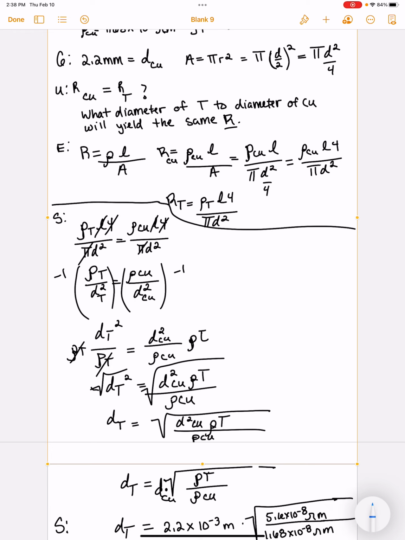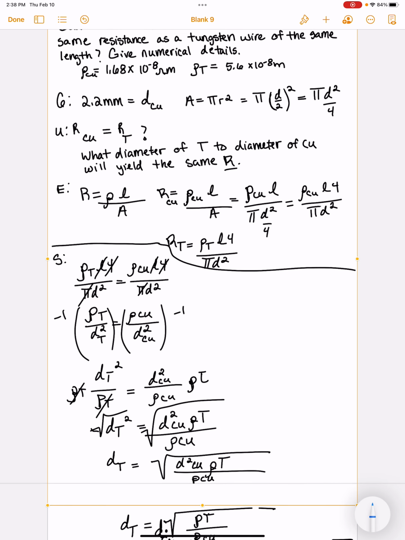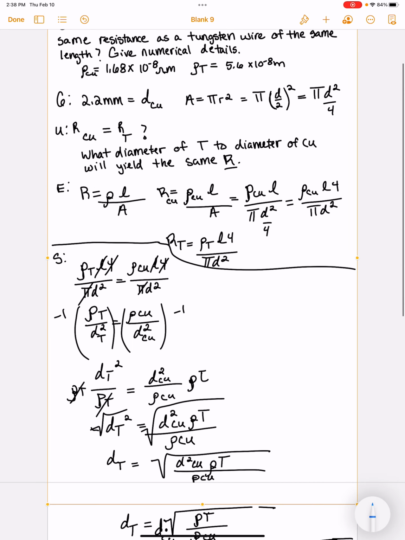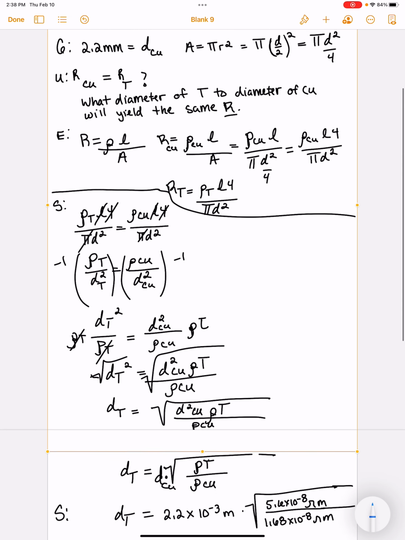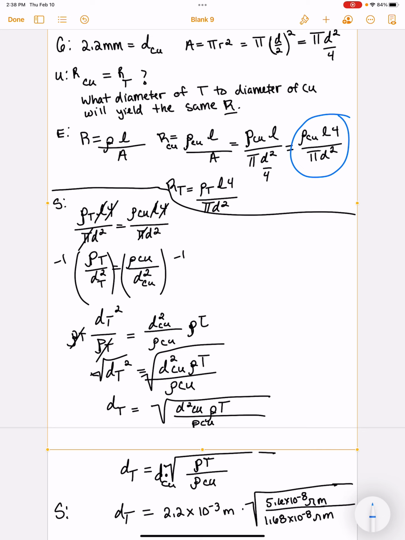Okay, so the resistance of copper, I'm just going to write Cu for copper, is equal to the resistivity of copper times the length divided by the area. Then I substituted in the area, which is pi d squared divided by 4, and dividing is the same thing as multiplying by the reciprocal. So the resistance of copper is equal to the resistivity of copper times the length times 4 divided by pi d squared.